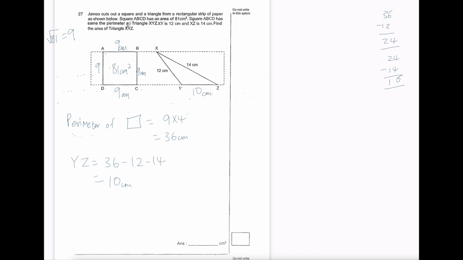Find the area of this triangle. So the area is equal to half times base times height. My base is 10, correct? And what's my height? It has to be the perpendicular height. So my height is 9. So it's 90 over 2, which is 45. And that's why my answer is 45 cm square.